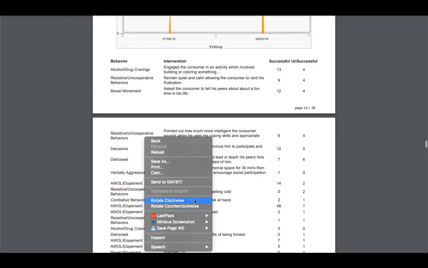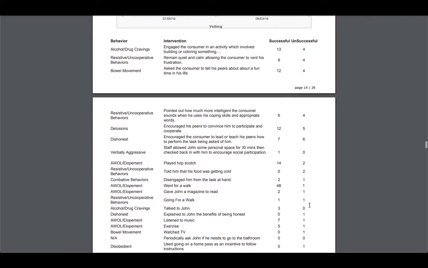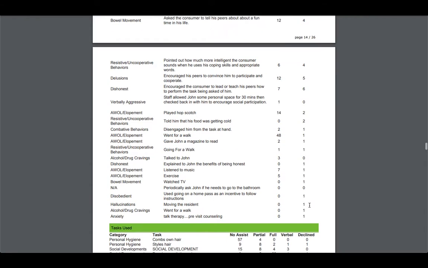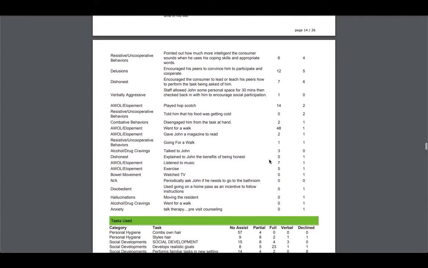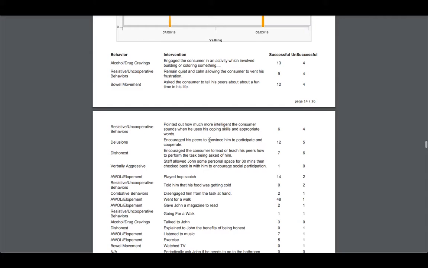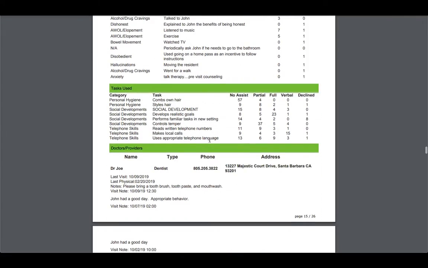So we see this intervention, went for a walk, and we see that this has been successful 48 times and only unsuccessful once. So we know that in the morning, let's get him out for his walk first thing, and then we don't have a problem the rest of the day. He pretty much will stay and will do what he's supposed to do. All right, again, this is just an example. This could be used in a number of different ways, but this is just a way that agencies can track the behaviors, the interventions, and also if they're successful or unsuccessful.